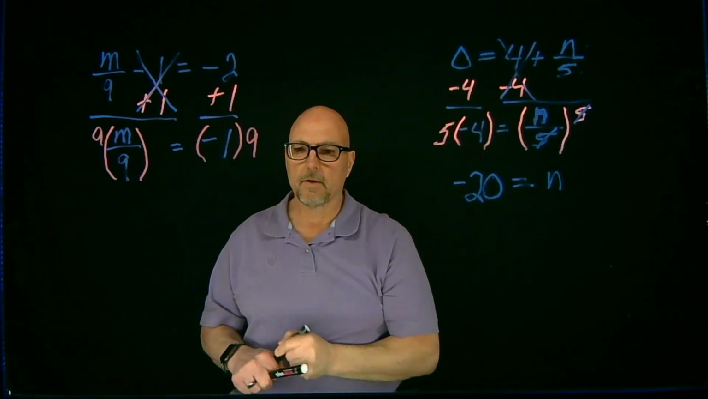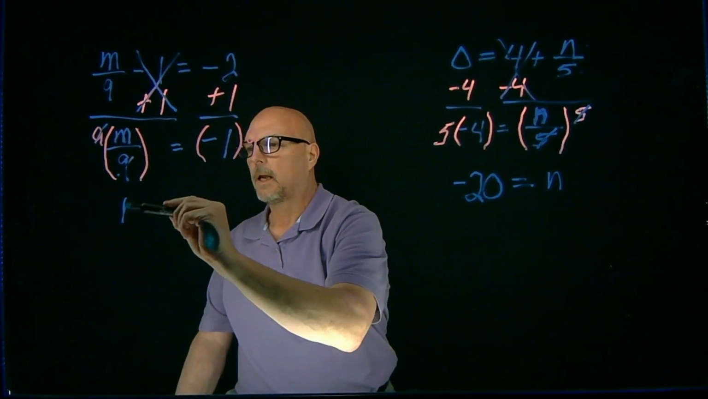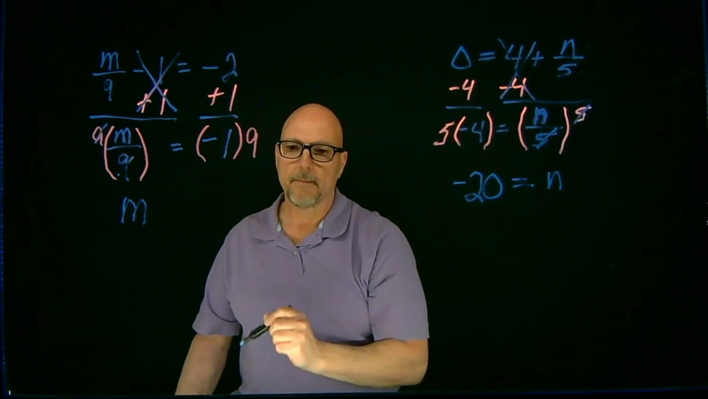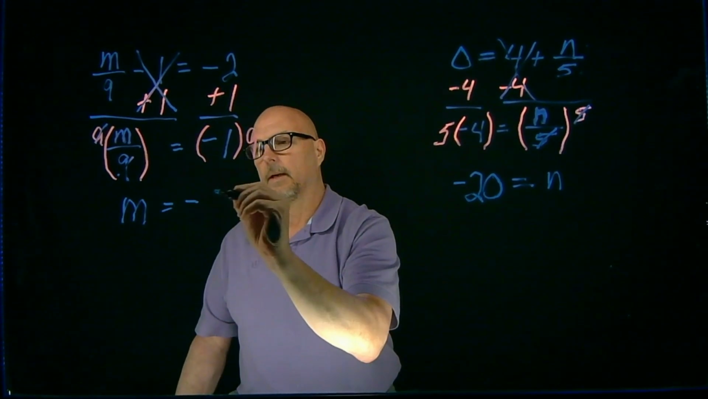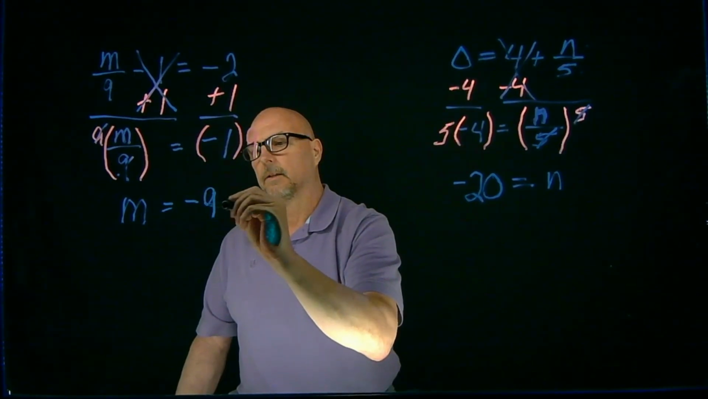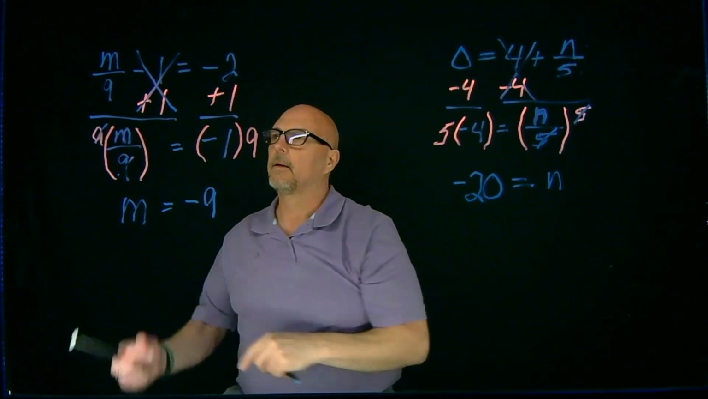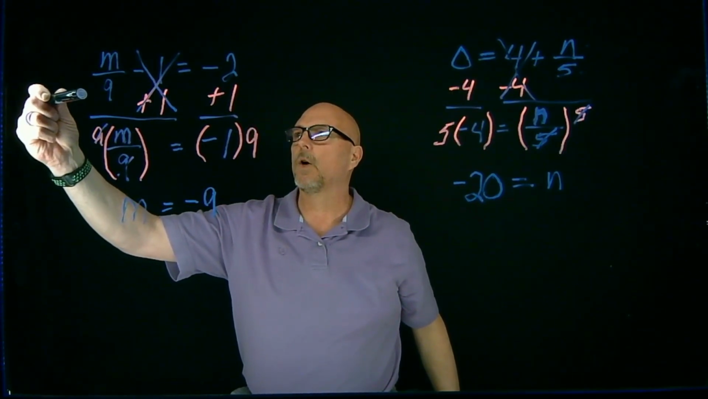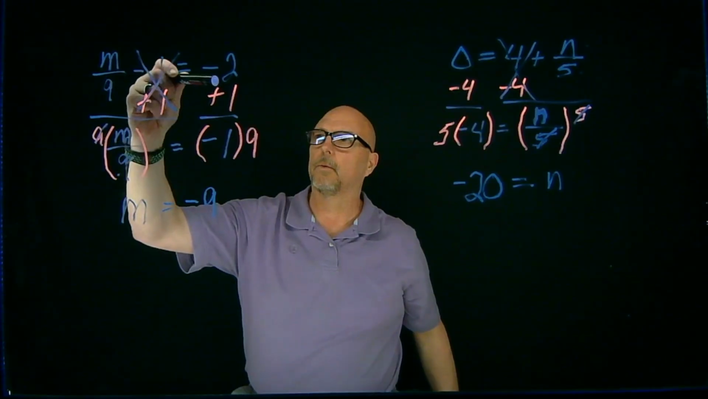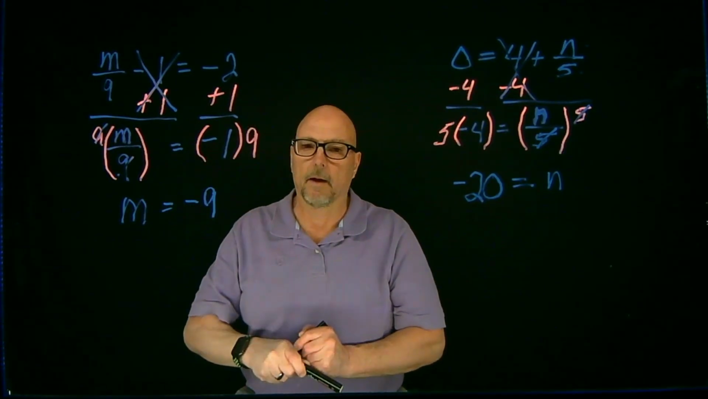So now all we have to do is cancel these 9s. 9 divided by 9 is 1, and 1 times m is m. And that equals negative 1 times 9, or negative 9. Your teacher may want you to double check those, but up here, if I went through and did negative 9 divided by 9, that would give me negative 1. Negative 1 minus another 1 is indeed negative 2. So that would work that way as well.